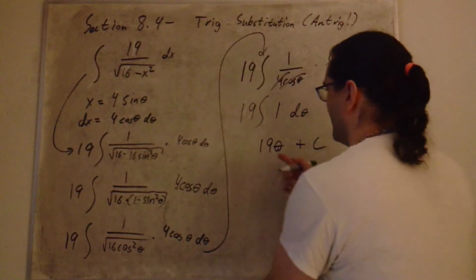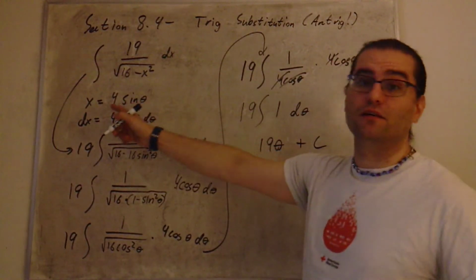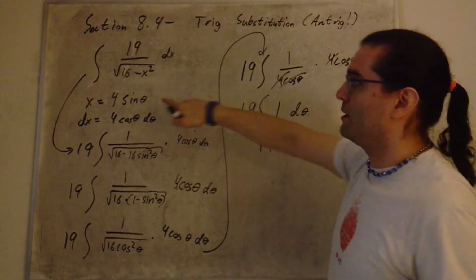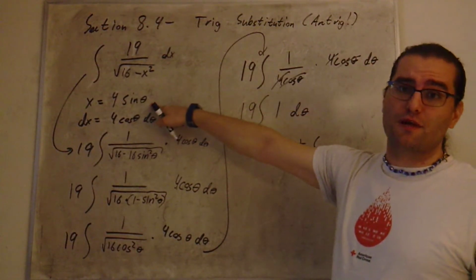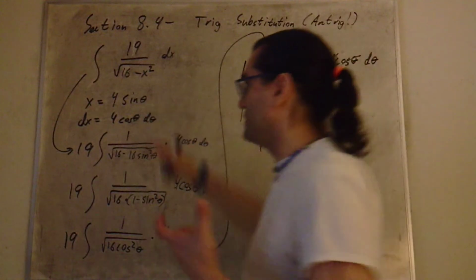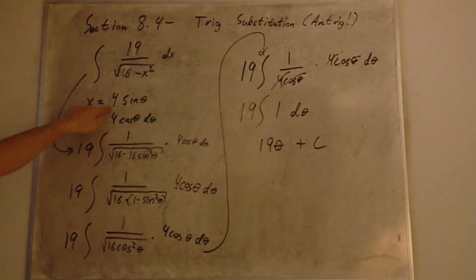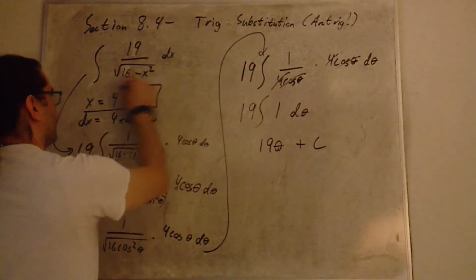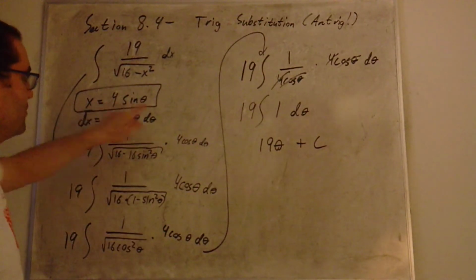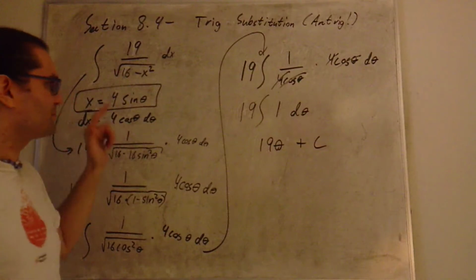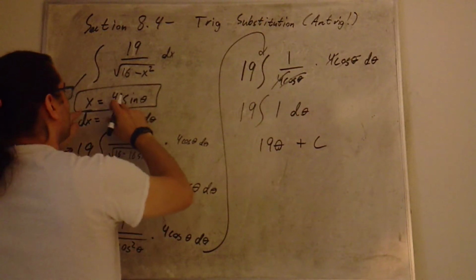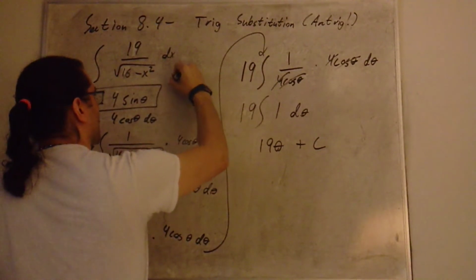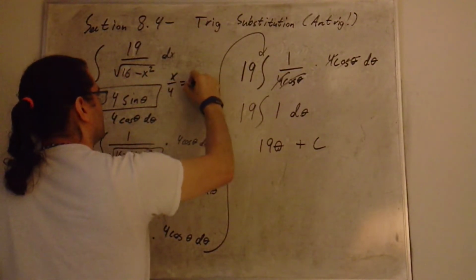And of course, we gotta be careful. The integral was easy, but the unsubstitution step has an extra piece. We gotta deal with this 4 now. So, when we solve this thing, this is the relationship that we need to use to go from the thetas back to x's. When we solve this for theta, first we got to get rid of the 4. So the first step is x over 4 equals the sine of theta.